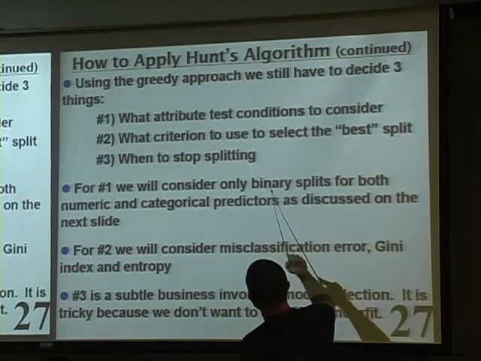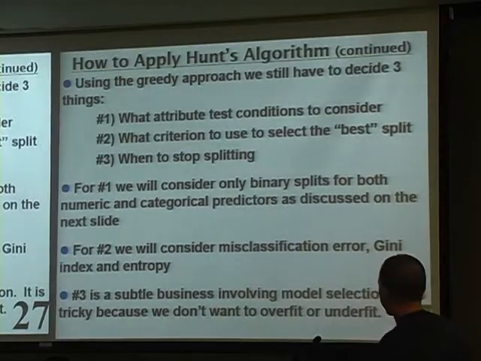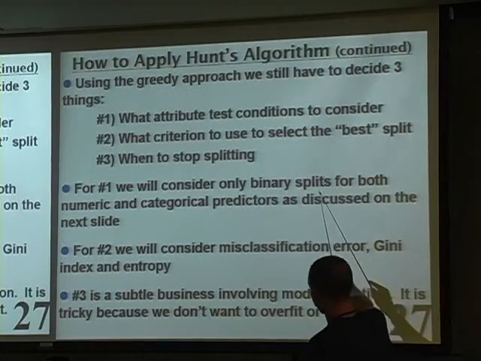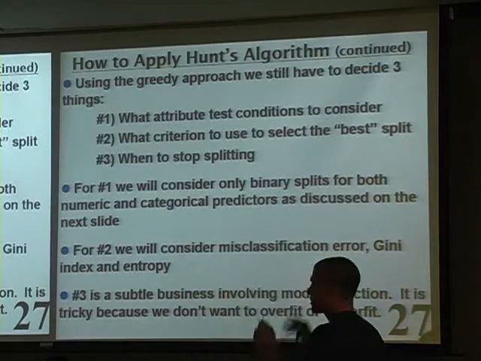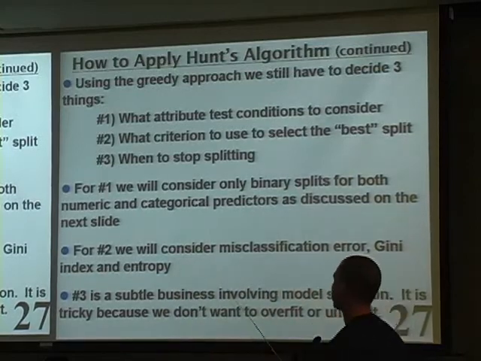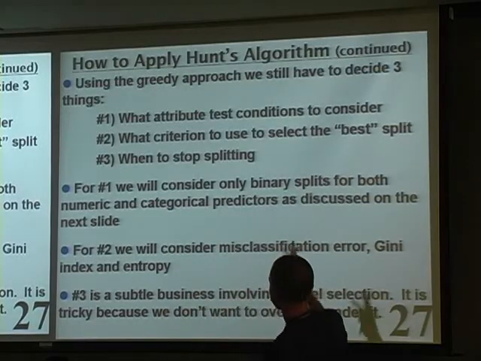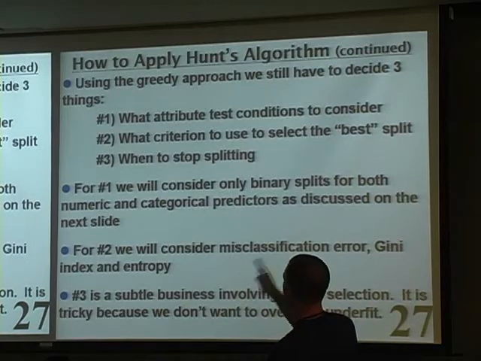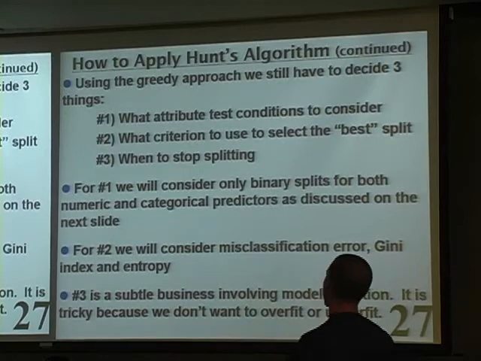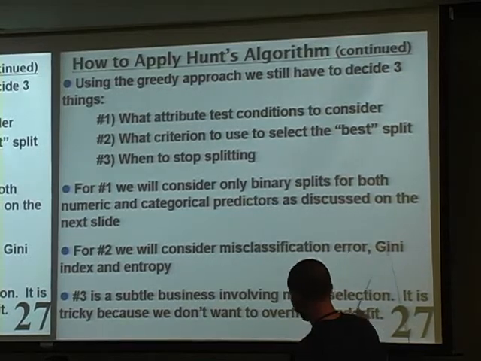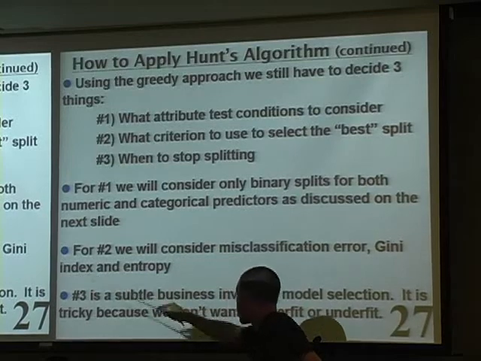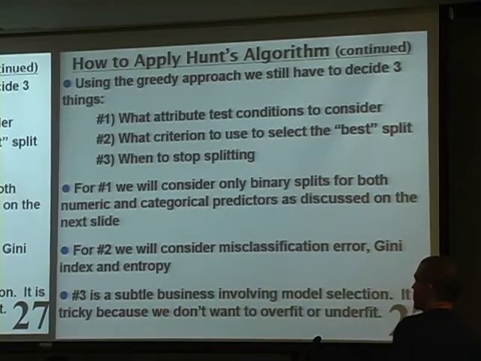So for number 1, that's sort of easy. I'm going to match what R does, which is to only use binary splits for both numeric and categorical predictors. So for categorical predictors, I'll just put some classes on one side, other classes on the other side. For numeric predictors, I'll just choose a split point. We usually choose a midpoint between 2 numeric values and use that as a split point. Everyone less than it goes one side, everyone greater than it goes the other side. Number 2, common things to consider to measure how pure the nodes are: classification error, the Gini index, which is popular in statistics, and entropy, which is more popular in machine learning.